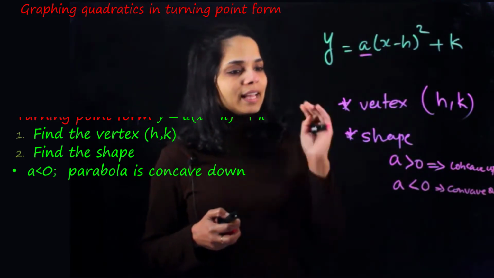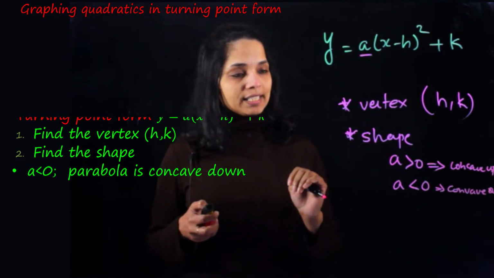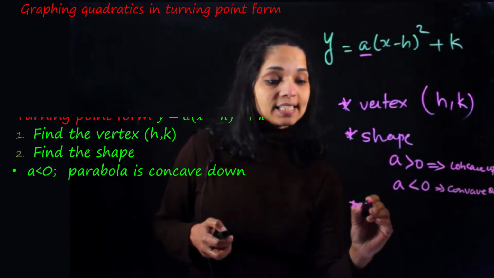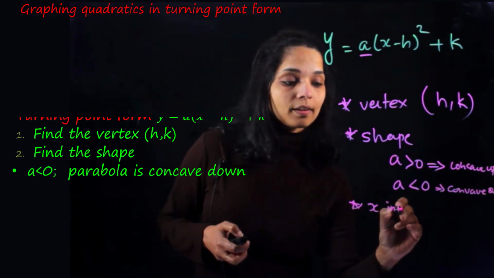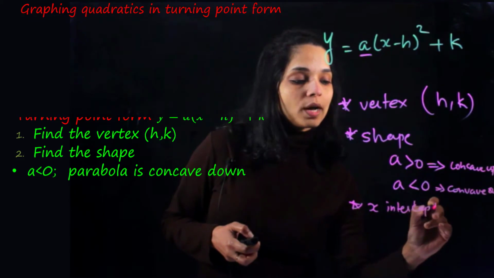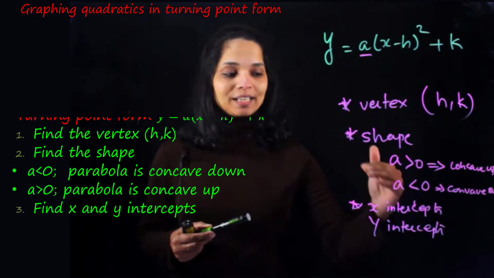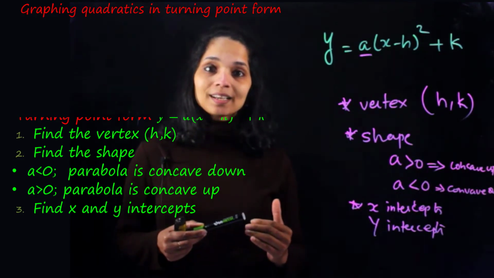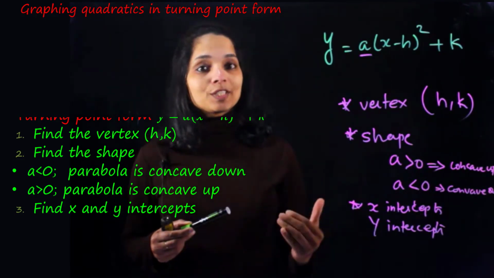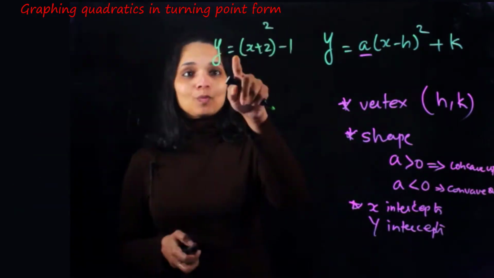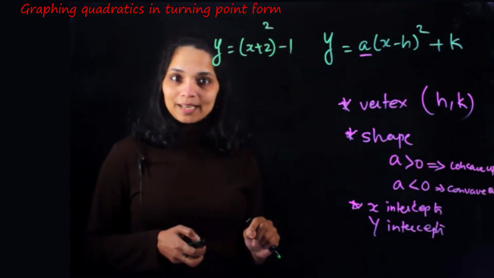That's easy to know from this turning point form as well. And then what are the different things we want to know? Maybe x-intercepts and y-intercepts. Once we know all these things, vertex, shape, x-intercepts and y-intercept, it's very straightforward to plot the function. Let's do one example. y equals (x plus 2) the whole squared minus 1.